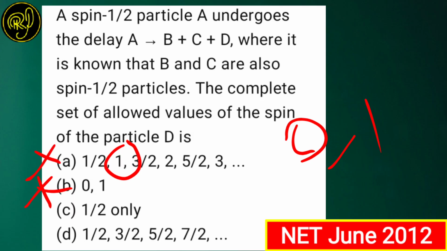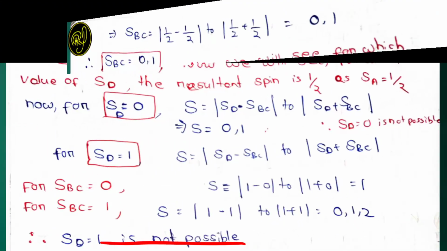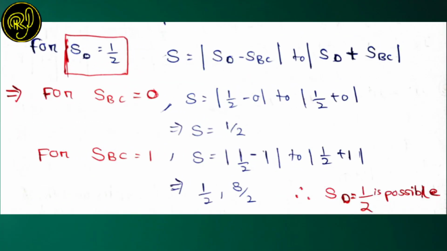There are two options right now, that is half only, and half, 3 by 2, 5 by 2, 7 by 2, and so on. So let us check, out of these two options C and D, which is going to be correct. Let us solve it further. Let us assume that our SD value is half.